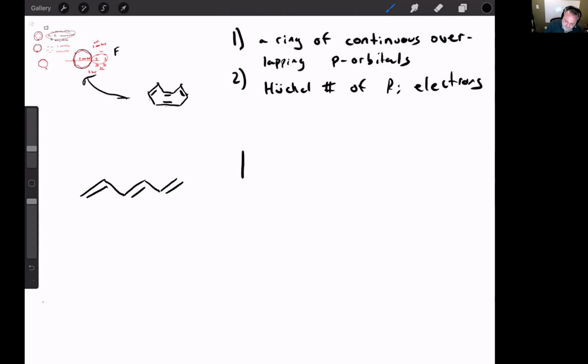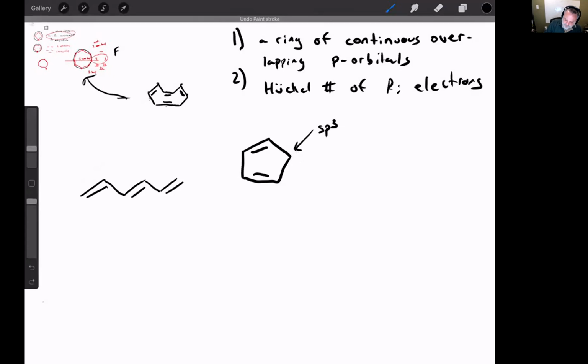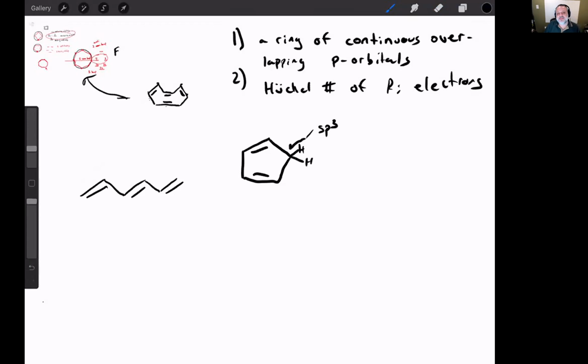If I take a look at this molecule, what am I missing here? Well, first of all, I've only got 4 pi electrons. That's not a Huckel number, but I've also got an sp3 hybridized carbon here. And so if I have an sp3 hybridized carbon, then both of the hydrogens in this molecule are in sp3 hybridized orbitals. And so there is not an unhybridized p orbital to participate in a continuous overlapping ring.